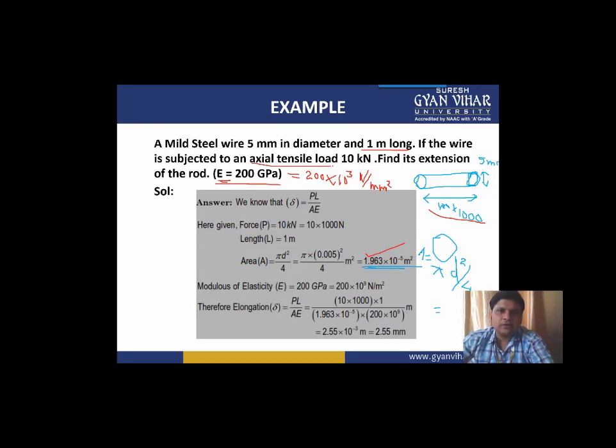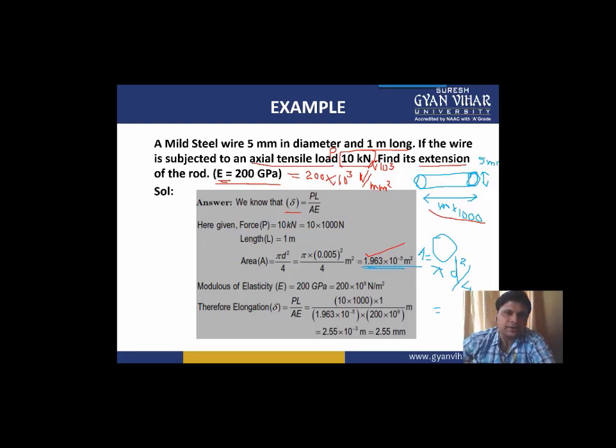Now coming to the load. The axial tensile load that is acting is 10 kilonewton. 10 kilonewton means this is the value of P. Since this value is in kilonewton, you will have to multiply it by 10 to the power 3. So all the values desired for calculating the elongation are ready. Find the extension, elongation, increase in length, these are all the same things. Here it is written extension.